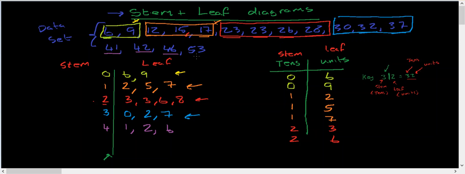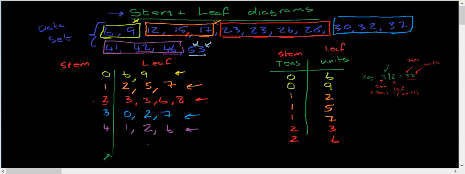And then we have 50, so we have 53. So what we have here then, all of these data points here are represented by this stem and leaf here. And then we have one last piece left. So we have 53. So again, we have the tens part and then the units part.